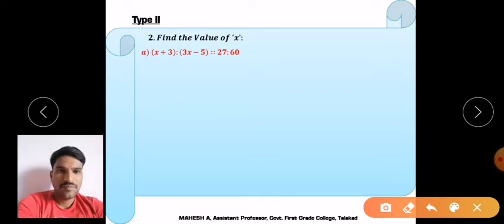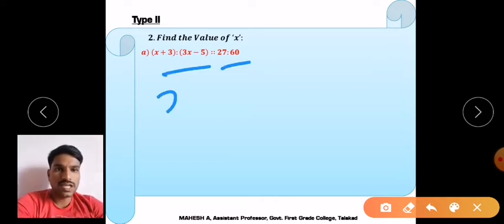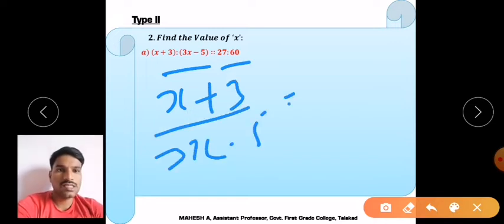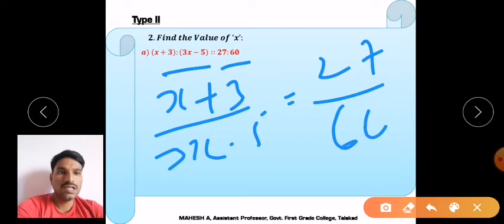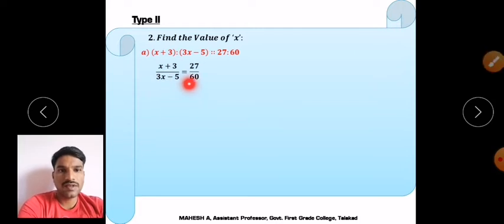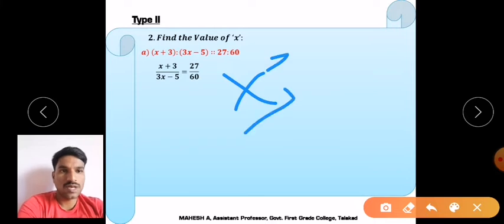The calculation procedure is the same. That is to say, x plus 3 divided by 3x minus 5 is equal to 27 divided by 60. This is the two ratios which are equal as given in the question. So then what you should do? You should do the cross multiplication.